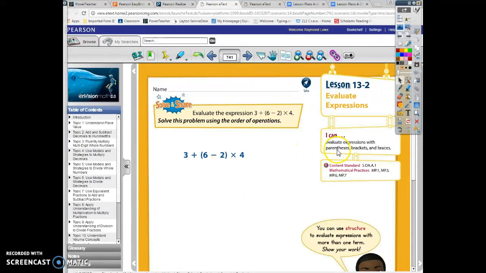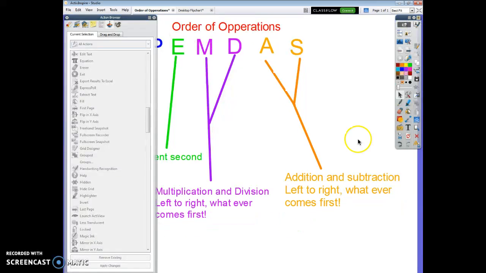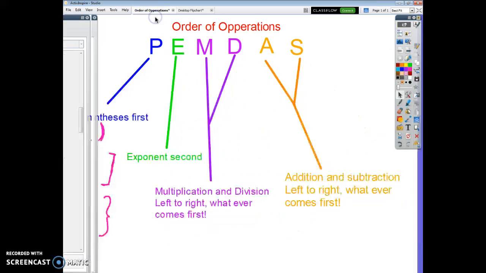So we look at our I can statement. It says I can evaluate expressions with parentheses, brackets, and braces. We'll talk a little bit more about what these are in just one second. So let's go take a look at our order of operations.